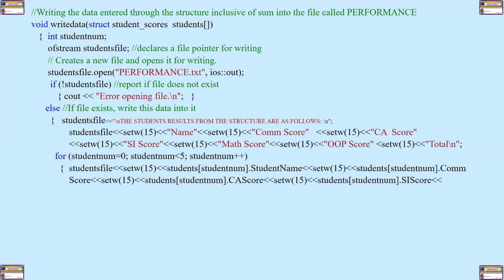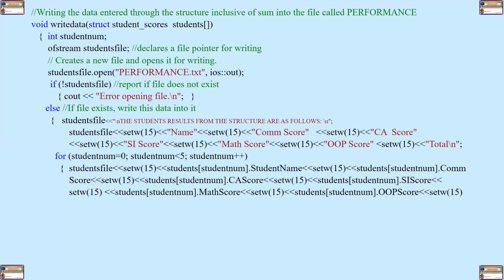So it is going to write out students 1, student name. The content there will be in the file. Then students 1 com score, student 1 dot CAS score, student 1 dot SIS score, all the way. And once it writes out the sum, it will drop one line in the file, writing out one blank line. And then from there, it will increment the counter again.